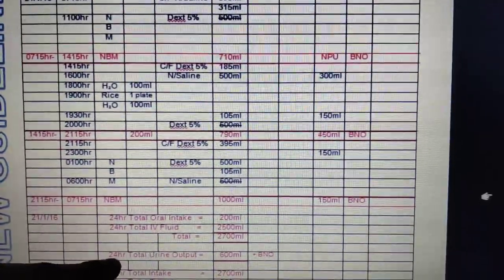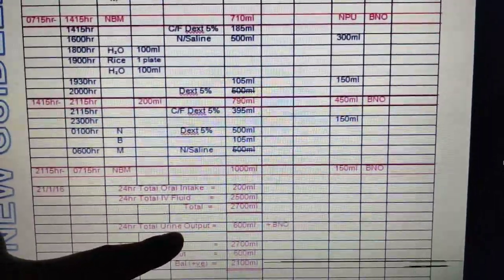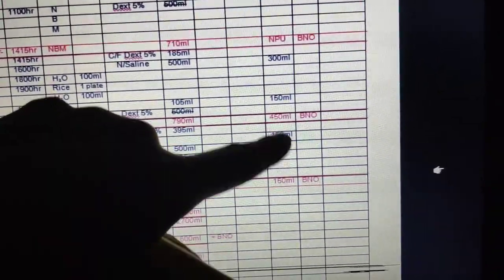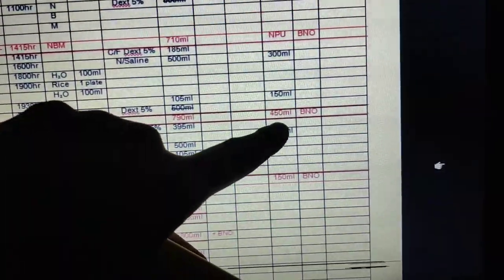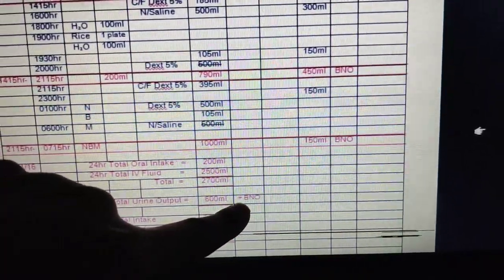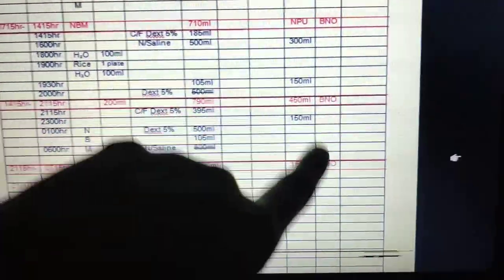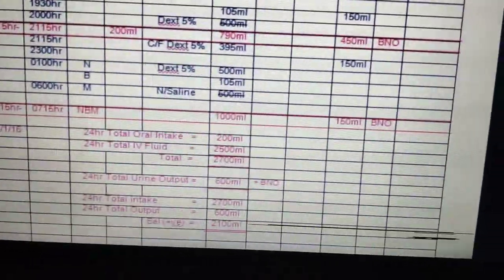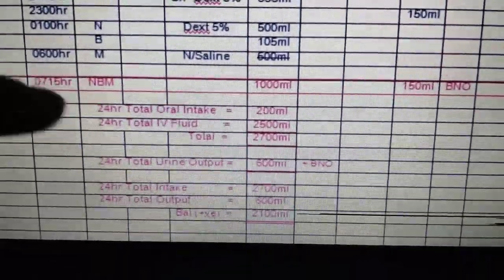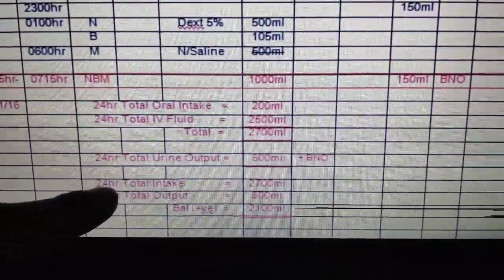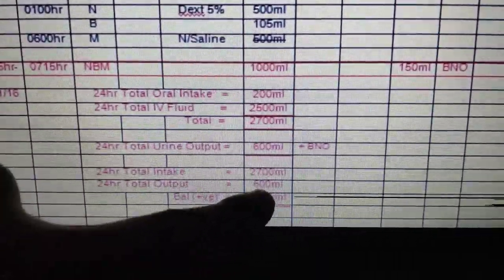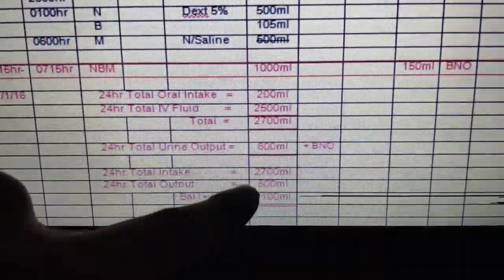Clear? Now we'll calculate the 24 hours total urine output. How much urine output? 600 ml, isn't it? 450 plus 150 is 600 ml. Plus the patient also passes no stool, is it? So after that, now I have to calculate: 24 hours total intake is 2700 ml, total output is 600. We have to subtract. How much?